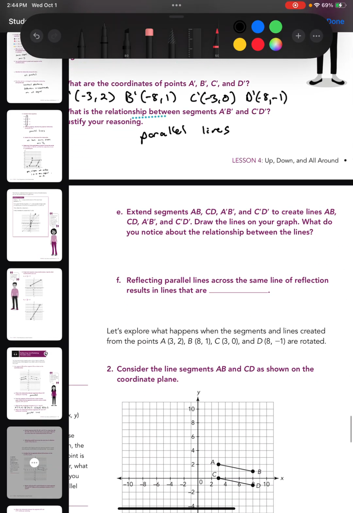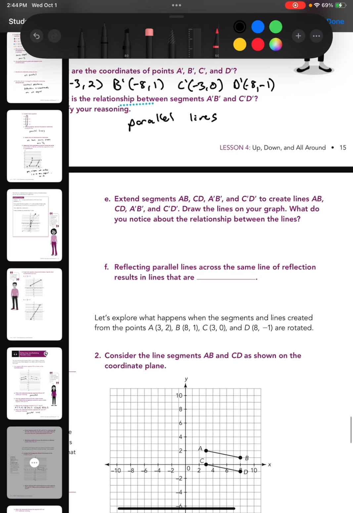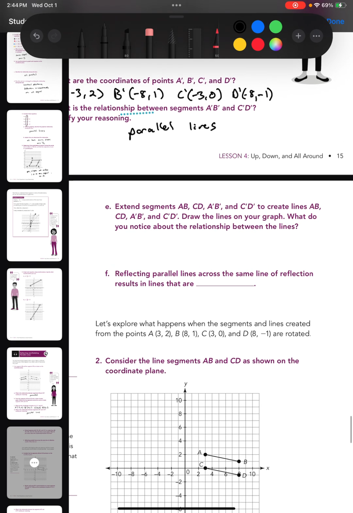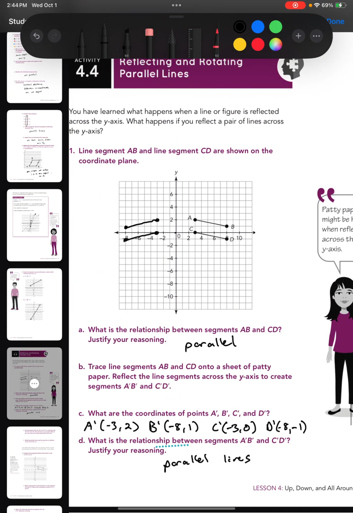So it says extend segments AB, CD, and the new AB, CD to create lines AB, CD, and the new AB, CD. So in other words, if we were to make those continue, we're talking about lines that look like this and lines that look like this, going the other direction. Oop, that's not a very good one there. Let me try that again.